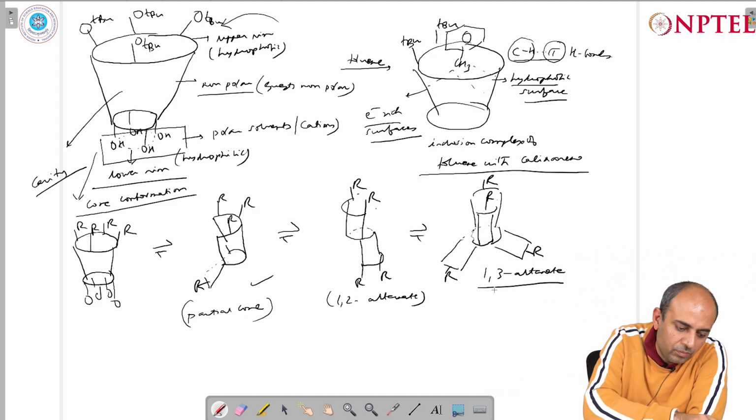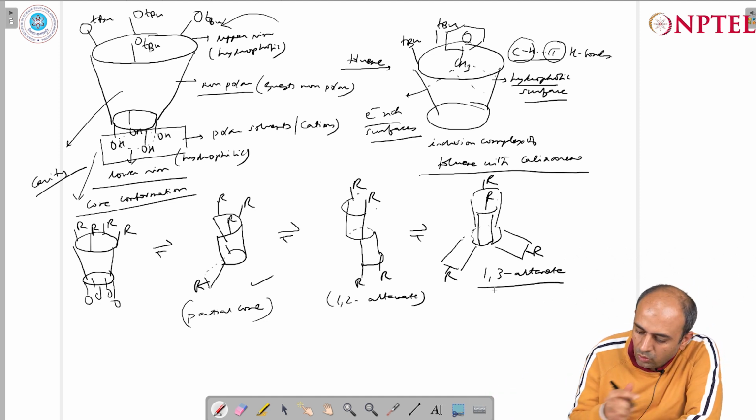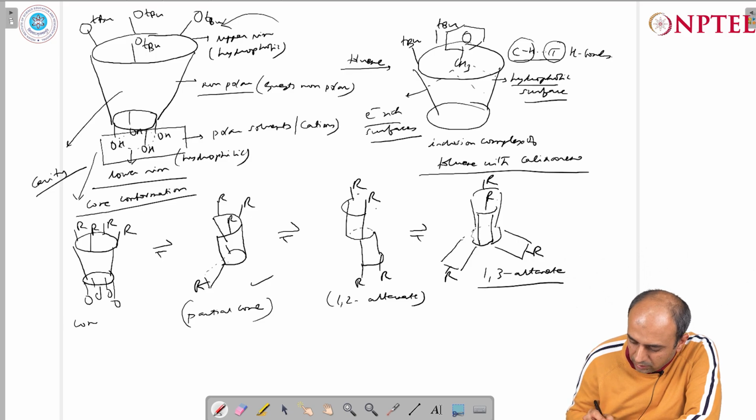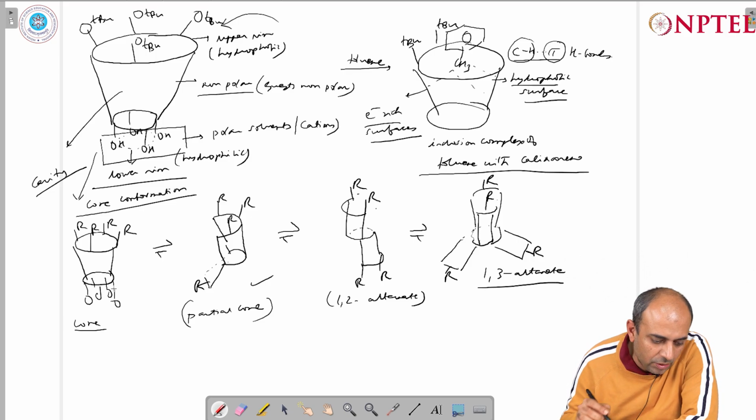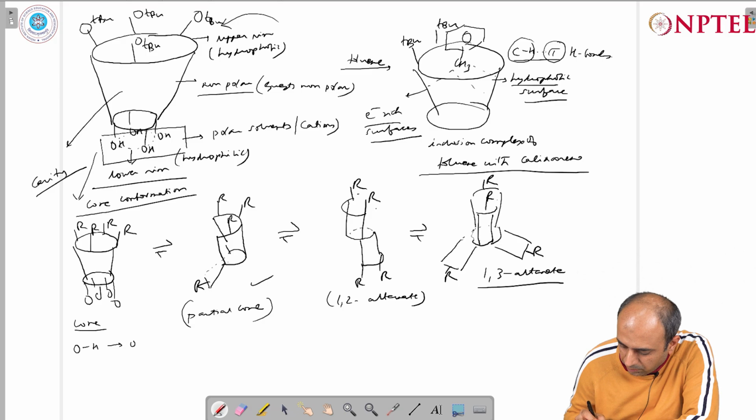And the cone conformation is a very stable conformation because we have these OH hydrogen bonds which stabilize it. However, when the OH group is replaced by the OR group, then the hydrogen bonds are absent.